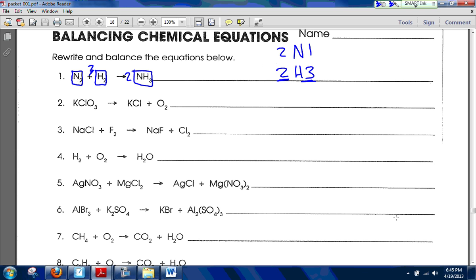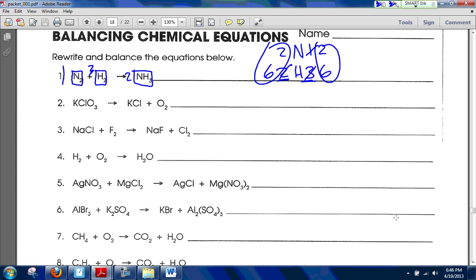I still have 2 nitrogens on the left, but now I have 6 hydrogen. And on the right, I have 2 times 1 nitrogen. That makes 2 nitrogen. And I have 2 times 3 hydrogen, which makes 6. 2 and 6 matches with 2 and 6. So my coefficients are 1, 3, and 2. Pretty easy. Let's go ahead and see if we can do one slightly more difficult. Let's do number 3.